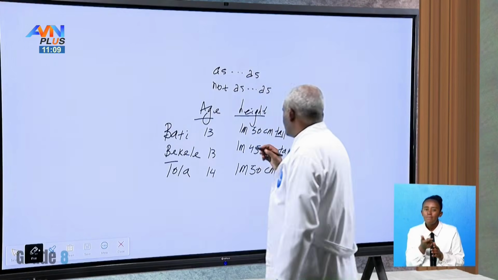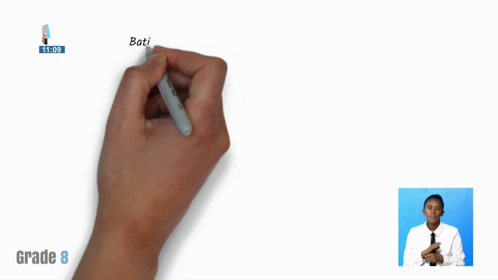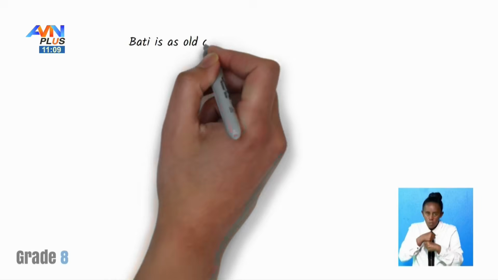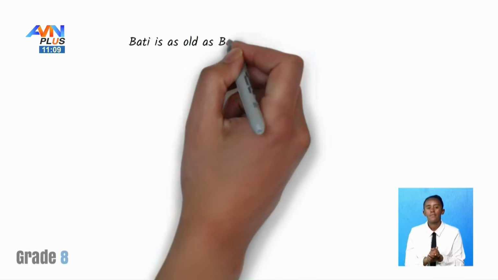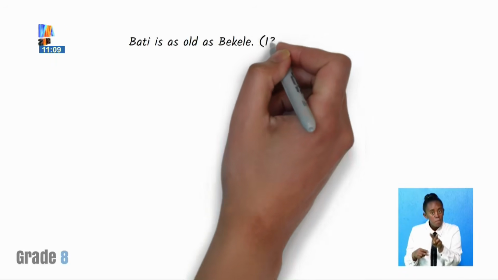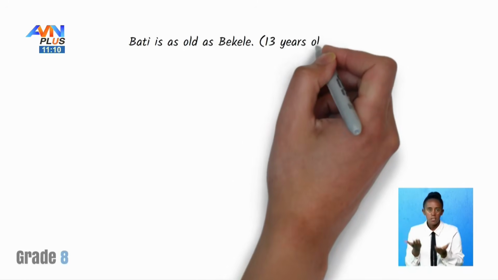Bati, when it comes in the sentence, is as old as Bagala. That means they are both the same age. They are both 13 years old.